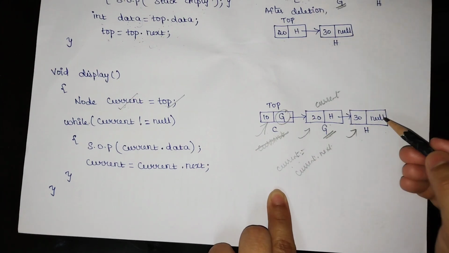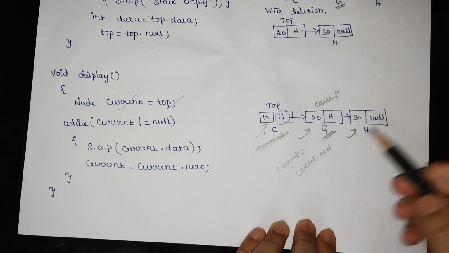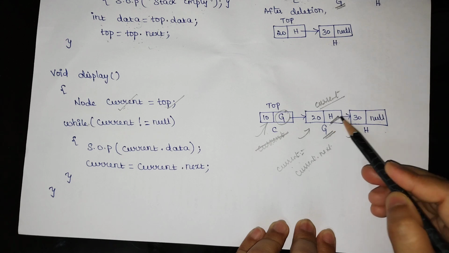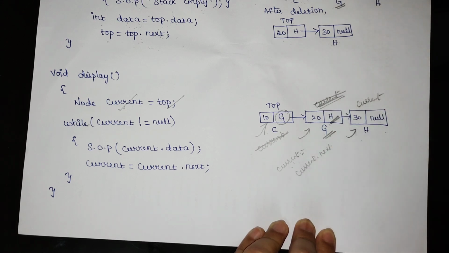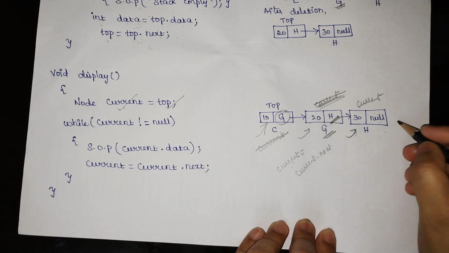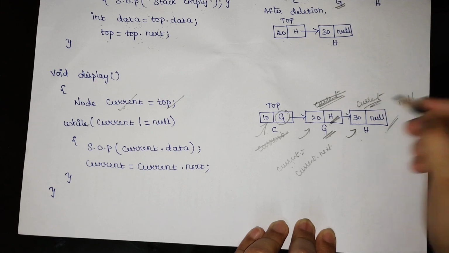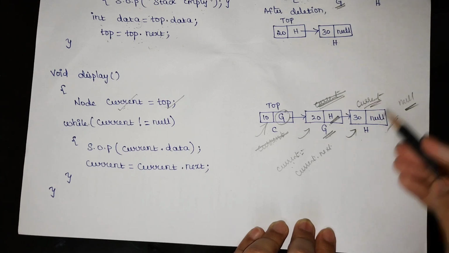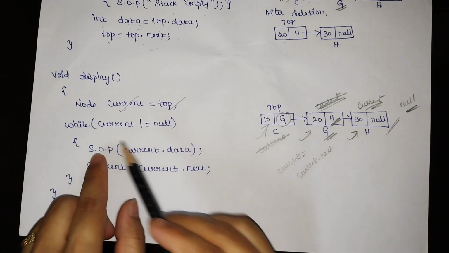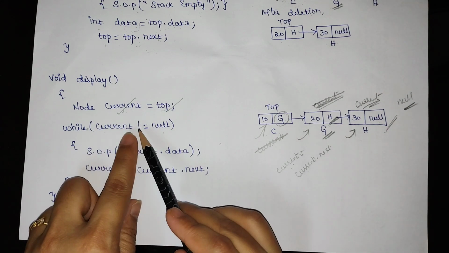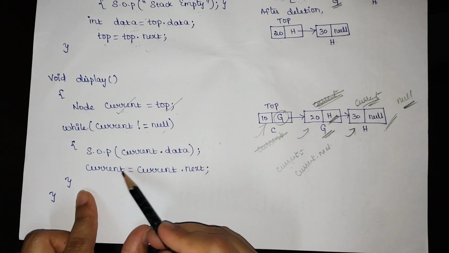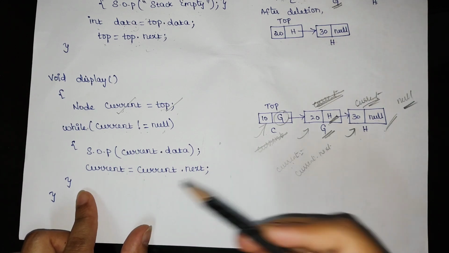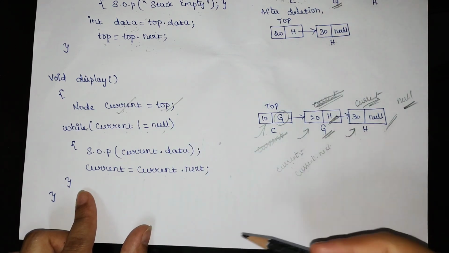In the same way, next time I again want to move to this node, so I'm assigning current dot next, H, to current. Now this will become my current. Until when do I have to traverse like this? Until I reach null. Until my current reaches null, I need to repeat the process iteratively. You can check the condition here: when current is not equal to null, you are performing iteration. How? Current is equal to current dot next. You're just moving from one node to the next node, next node, next node.